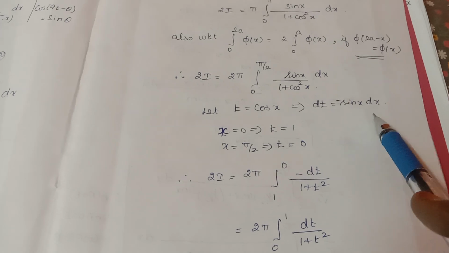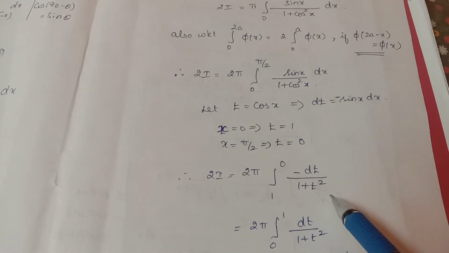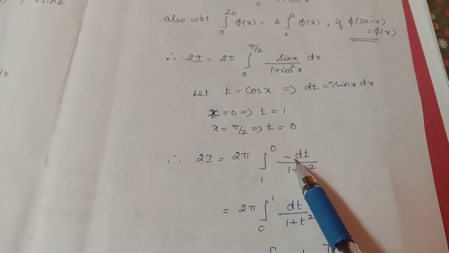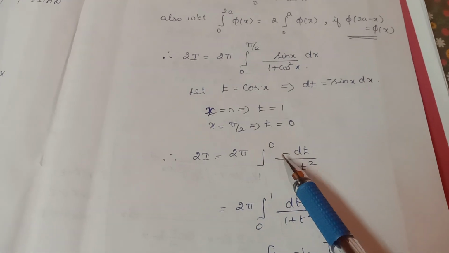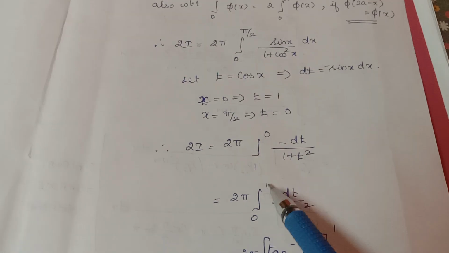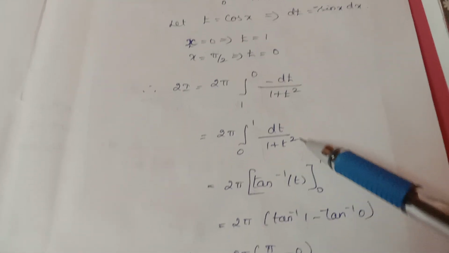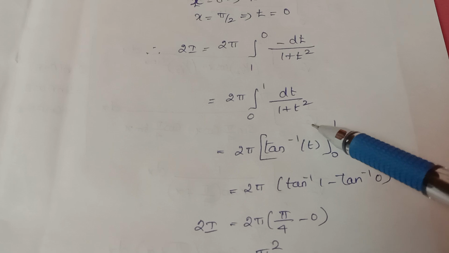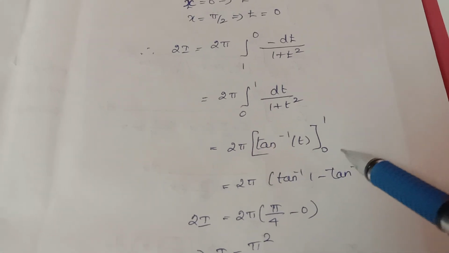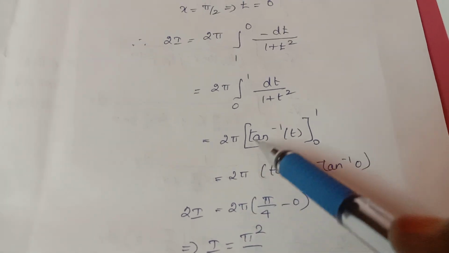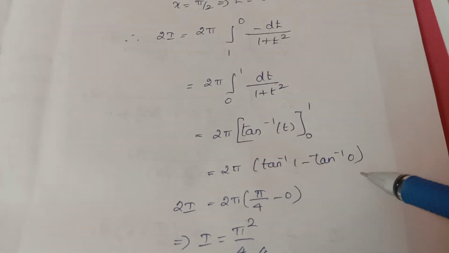Instead of sin x dx, I have to substitute minus dt by 1 plus t square. Here the minus sign is there. So let me interchange the limits; here it is 1 to 0. Instead of this minus sign, I change the limits from 0 to 1, dt by 1 plus t square. What is the integration of 1 by 1 plus t square? Tan inverse of t. So tan inverse of t within the limit 0 to 1. Now apply the limit. So 2 pi into tan inverse of 1 minus tan inverse of 0.